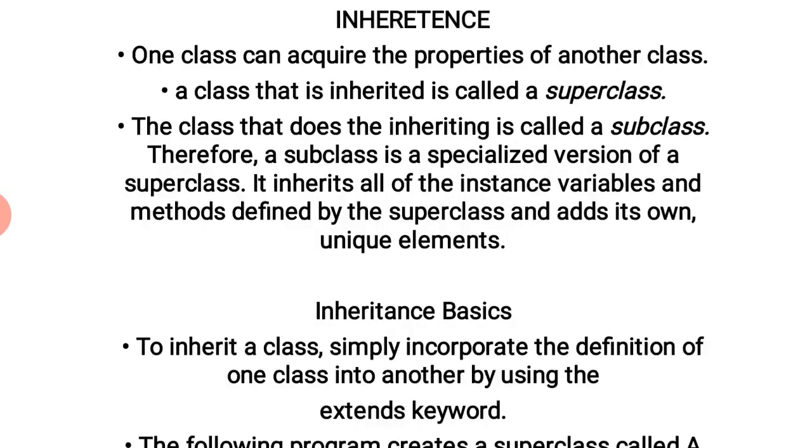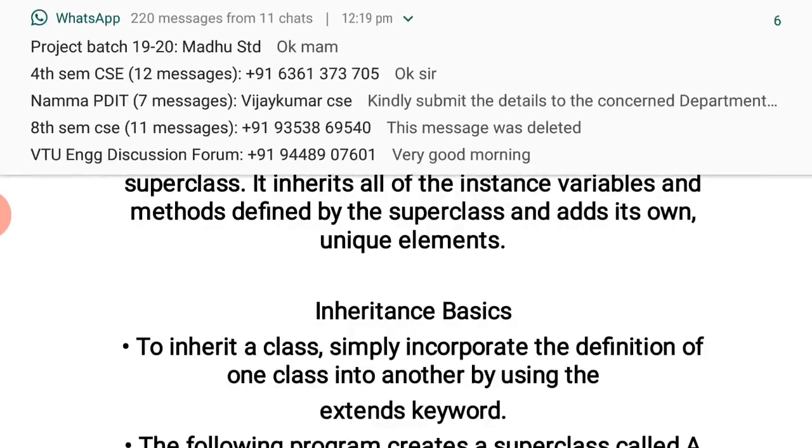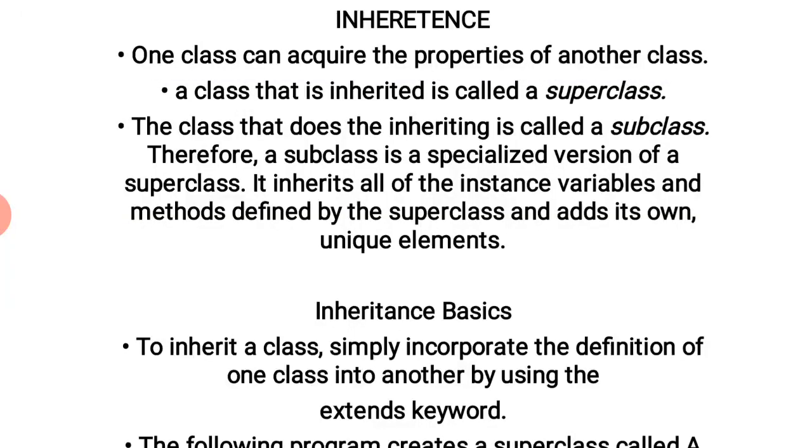Today I'll take up a topic, inheritance. Inheritance is a feature by which one class can acquire the properties of another class. A class that is inherited is called a superclass, and the class that does the inheriting is called a subclass. Therefore, a subclass is a specialized version of a superclass.